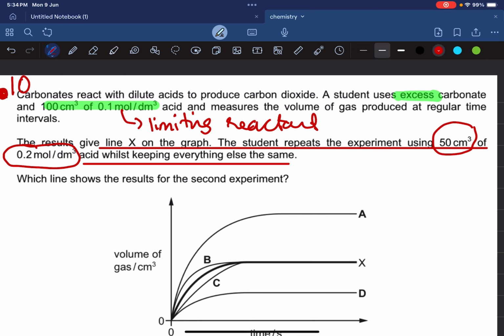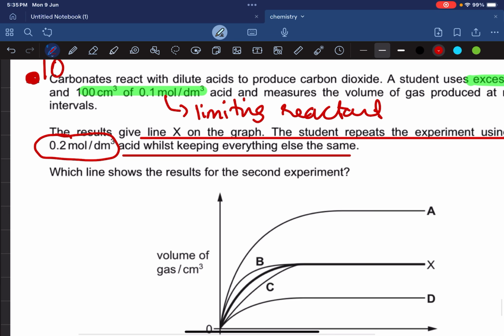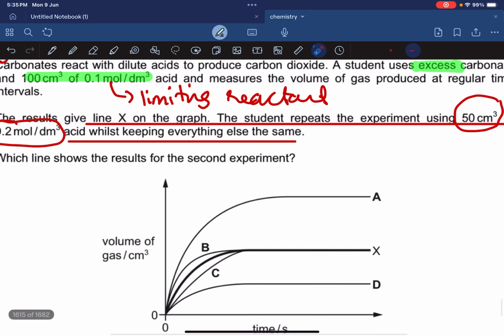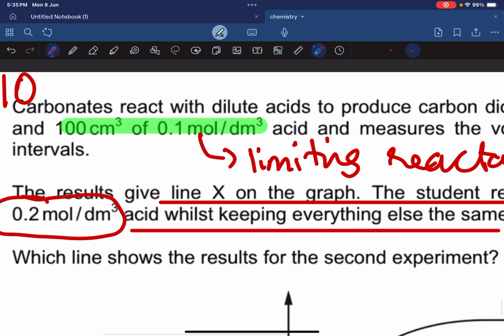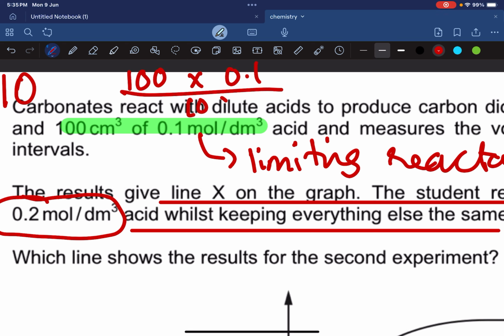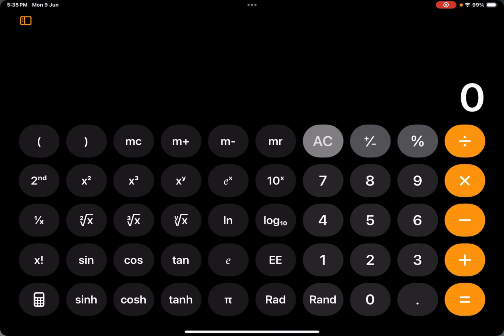Okay, now what the student has done, first we have to check the moles of the first experiment and the moles of the second experiment. So first, let's find the moles of the first experiment. It's going to be simple. We just multiply our 100 with 0.1 divided by 1000. So 100 times 0.1 divided by 1000, and that gives me 0.01 moles.